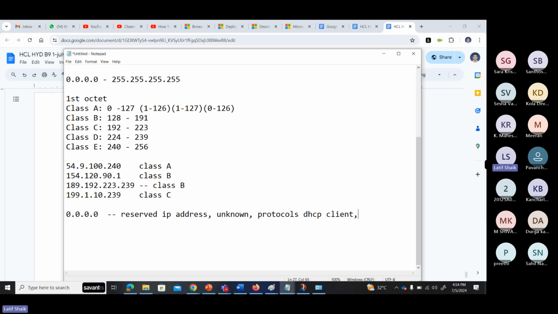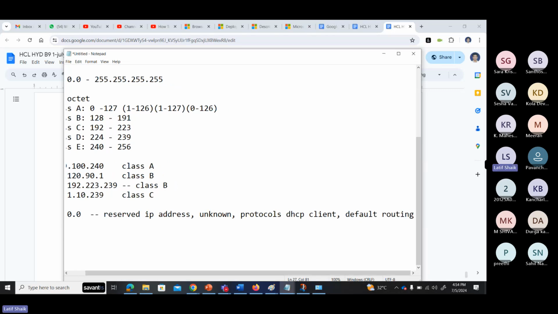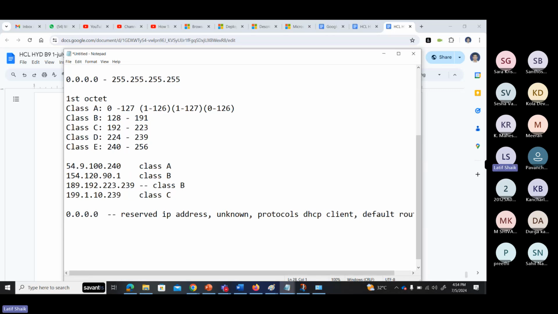The client side will use it, in default routing concepts. This IP address is used as an unknown destination IP, because a DHCP client doesn't know where the DHCP server is. So it uses this address. And the entire 0 series we are also not using.